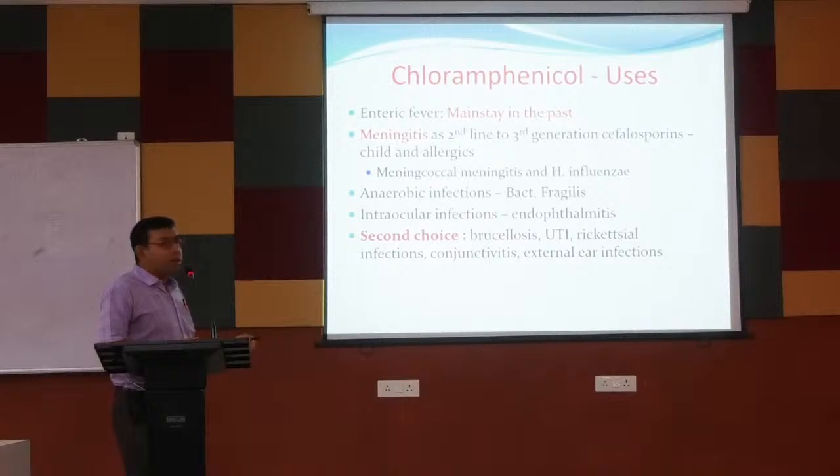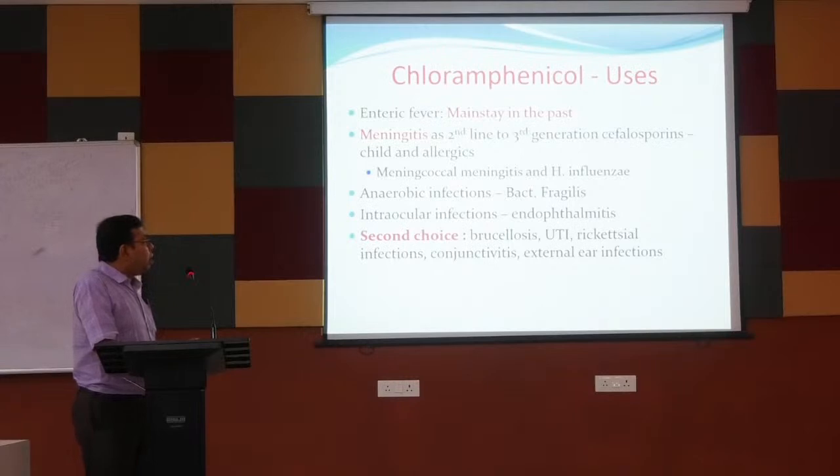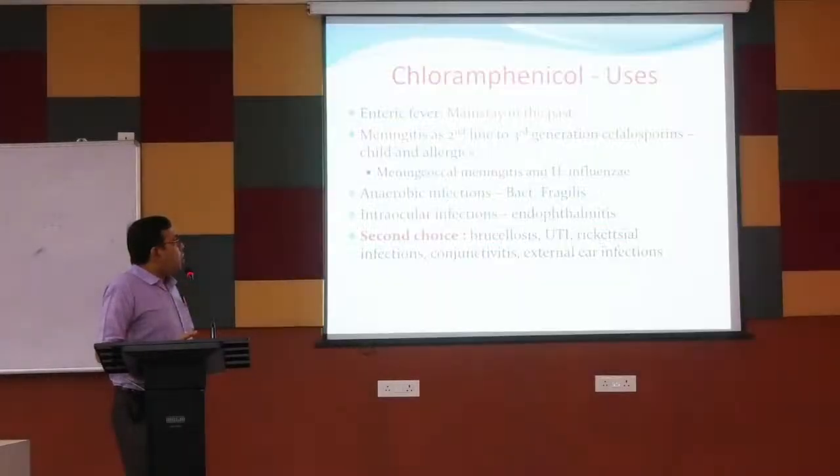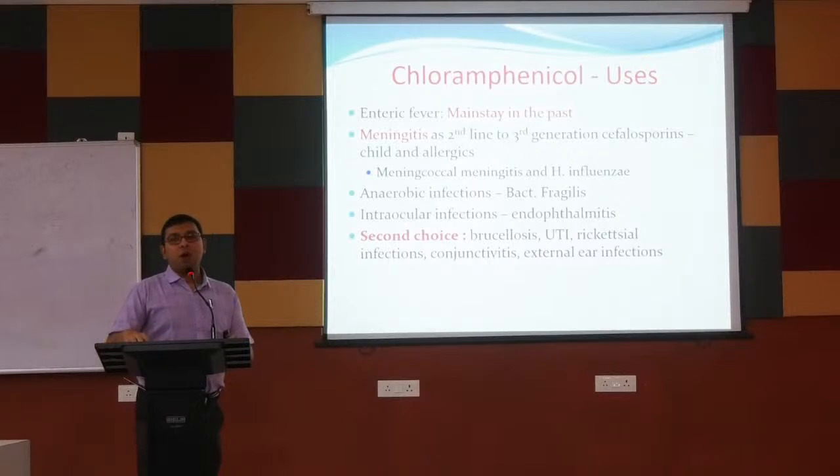Meningococcal meningitis, Haemophilus influenzae, anaerobic infections like bacterial vaginosis, and intraocular infections like endophthalmitis can be treated, and it can be used as a second choice agent in brucellosis, urinary tract infection, rickettsial infection, conjunctivitis, and external ear infections also. So this is all about tetracycline and chloramphenicol.